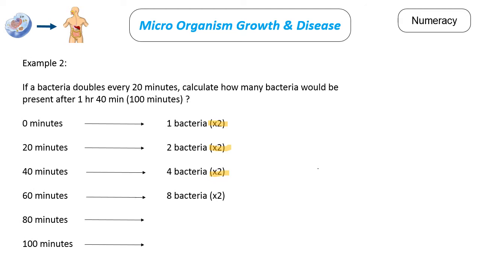Add another 20 minutes, we're doing 8 times 2, and it'll get us to 16. Finally, 16 times 2, 32 bacteria. So we know now, after 100 minutes, there's 32 bacteria.